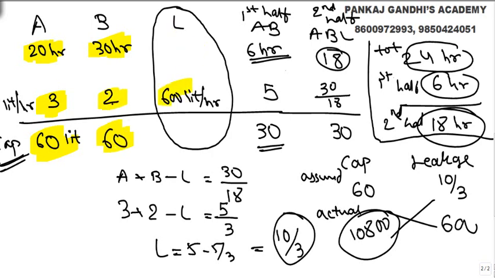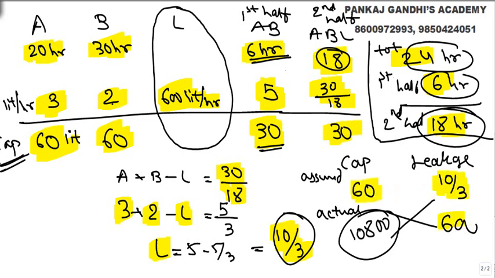In 20 hours we assume 60, so per hour 3. In 30 hours we assume 60, so per hour 2. Leakage is 600 liters per hour. In the first half tank, only A and B will fill. Full is 60, so half is 30. Per hour 5, so 6 hours. Total 24 hours, 6 are gone, so for the remaining second half we need 18 hours. 18 hours for 30, so per hour 30 by 18. A filling, B filling, leakage emptying. A is 3, B is 2, so leakage per hour is 10 by 3 if the assumed capacity is 60.